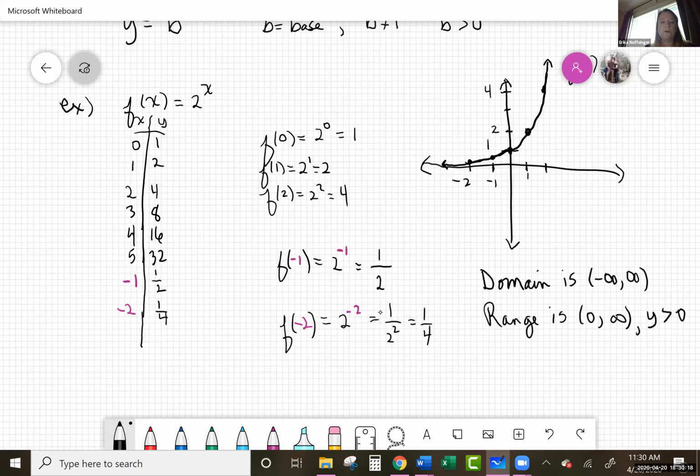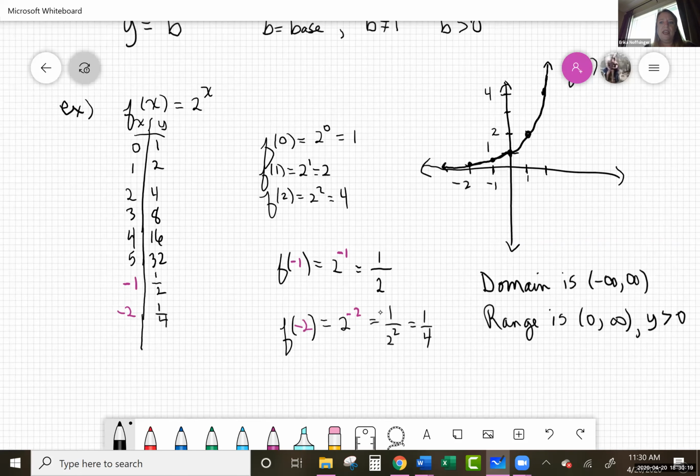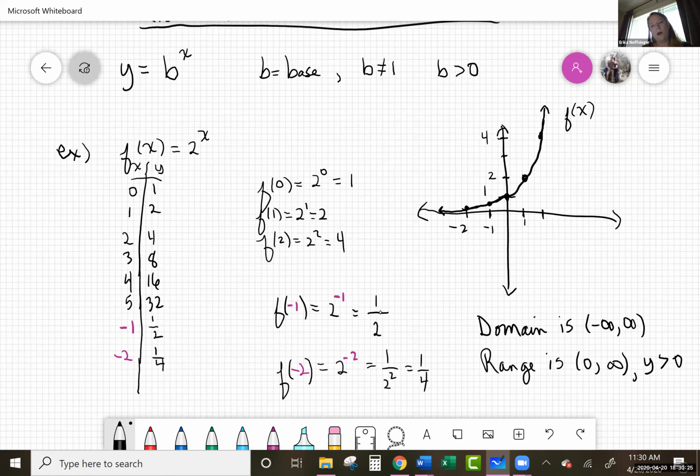Okay, so in general, that's the shape of what your graph is going to look like for any value of your base bigger than 1. It's just going to make it grow faster the bigger the base is. So if you had y equals 3 to the x, it would look like that shape, but your y values would be growing faster sooner. And so it's just going to be steeper, faster.